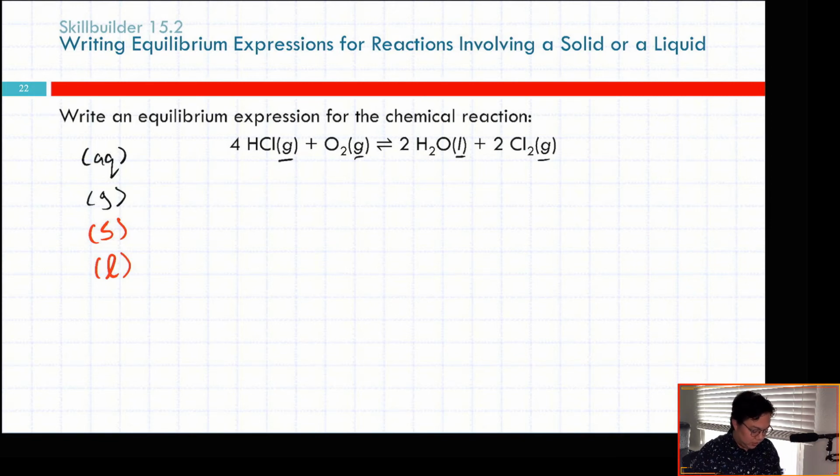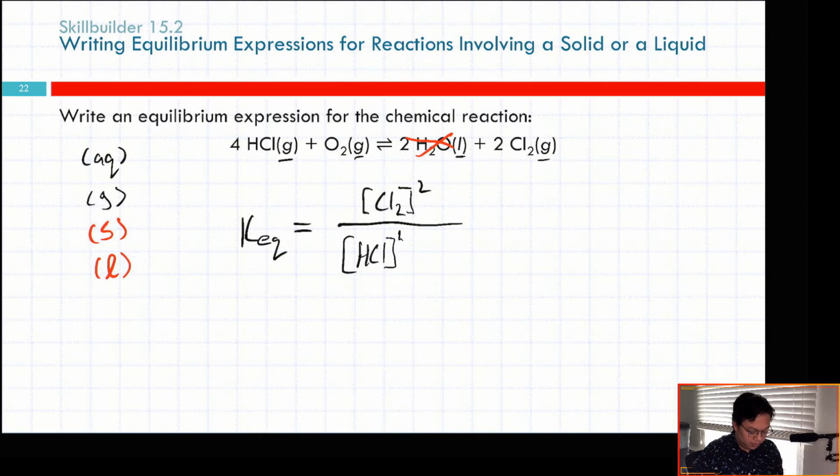So let's write an expression for this. KEQ equals, and I'm just going to throw the line in to start with. You can see that H2O is a liquid, so we're not going to include H2O. But we are going to include hydrochloric acid, oxygen, and chlorine, because those three are gases. So we have products over reactants. So we have Cl2, and that's going to be raised to the second power because its coefficient is 2. And then for our reactants, we'll have HCl raised to the 4, and then oxygen raised to the 1. So we leave that out, that's implied.